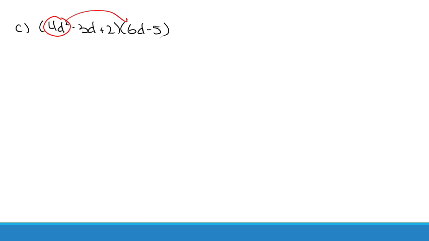First term. So now I have a trinomial times a binomial. Nothing's going to change. So 4d squared times 6d. 4 times 6 is 24. D squared times d to the first is d to the third. 4 times negative 5 is negative 20. And there is no other d to multiply with, so the d squared remains unchanged.